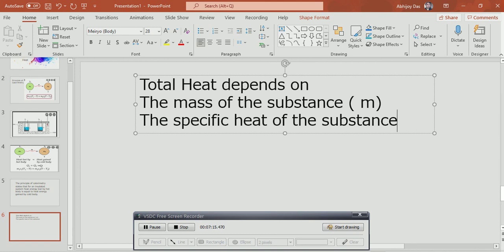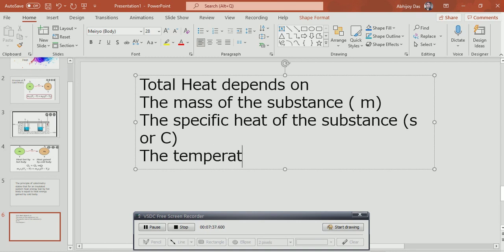So this is all. If I denote heat by capital Q, then capital Q will be equal to M S T. This T is actually not the single temperature, it is the temperature difference.